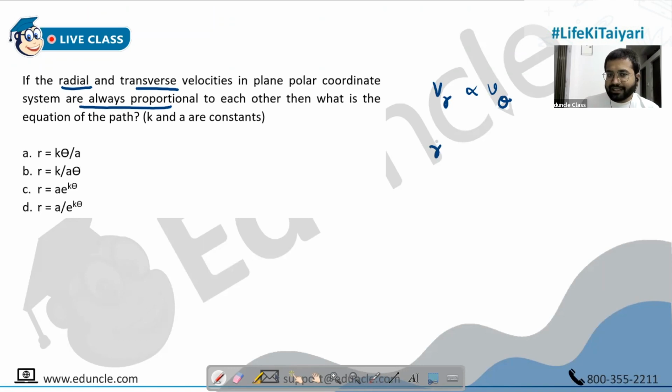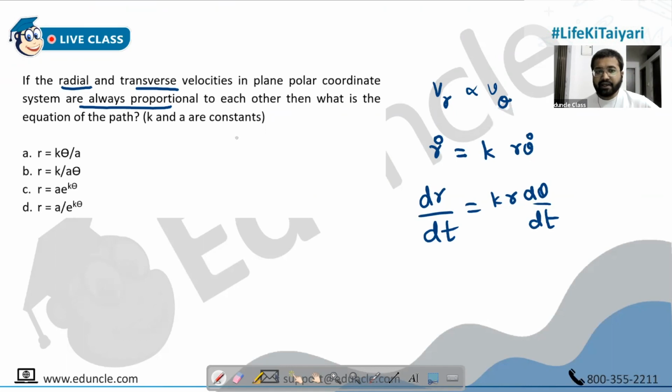Radial velocity is proportional to transverse velocity. Radial velocity is r dot. If you remove proportionality, there will be a constant. Let's say constant k. You can write C1 also, doesn't matter. Whatever constant you want, constant k into v theta. What is v theta? V theta is r theta dot. And r dot is dr by dt. So dr by dt equals k into r, theta dot means d theta by dt.